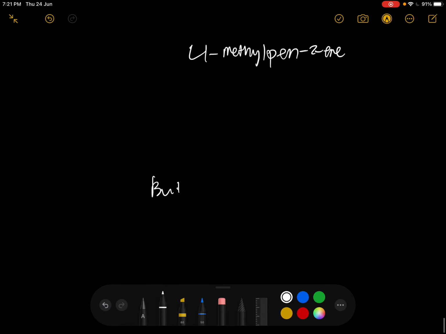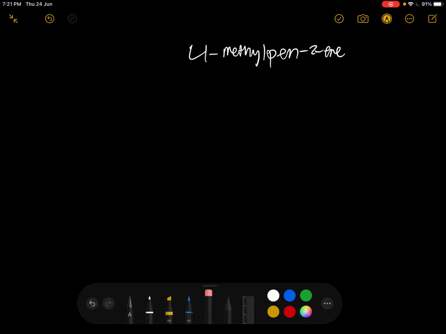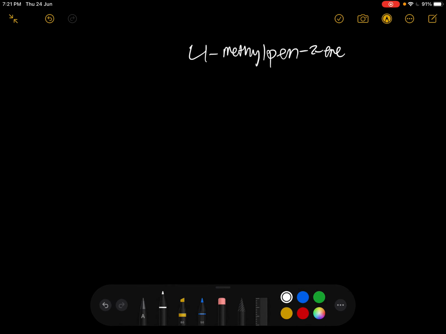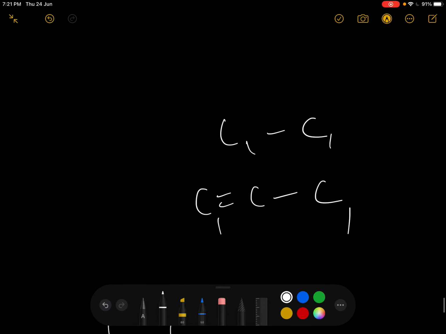There are other types of common compounds like but-1,3-diene or but-1,2-diol, but those are more towards the harder parts. And for you to understand, just read the textbook. If you understand this, you should be able to understand those more complicated ones. So if I'm not wrong, I think that's all for naming.